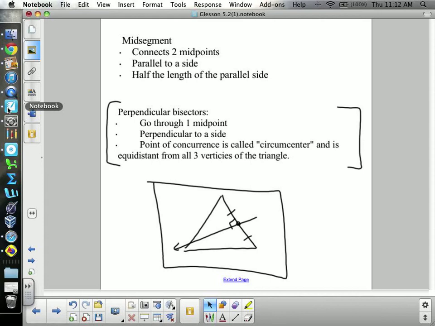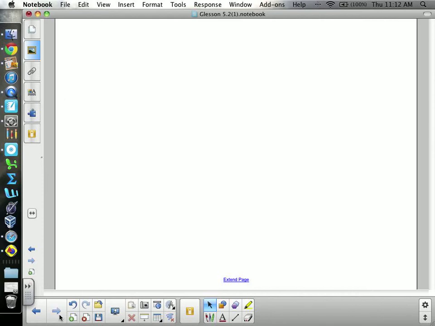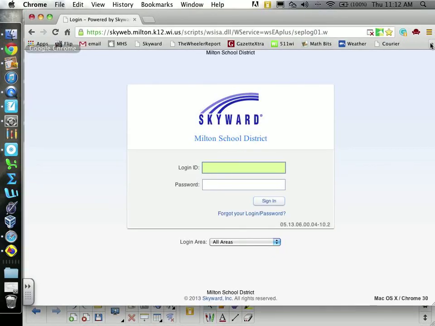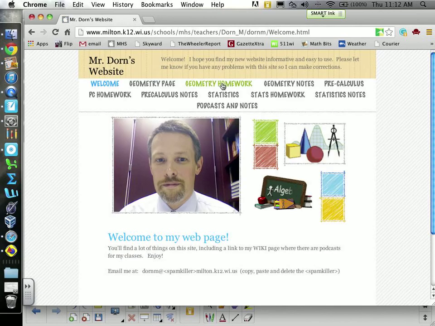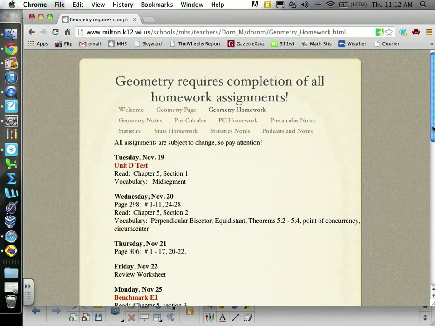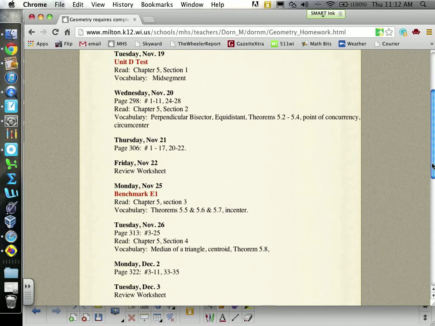So that's what we're doing today. We're looking at circumcenters and stuff like that. Now, how does it play out in the homework? That's the question. So we've got these facts. What kind of problems do we ask as a result of these types of situations? First thing we do is take a look at what the assignment is going to be. So you might want to jot this down. It's 306, 1 through 17, and 20 through 22.